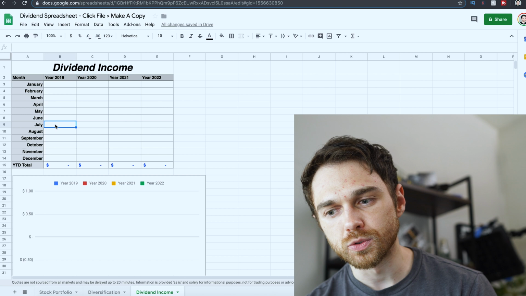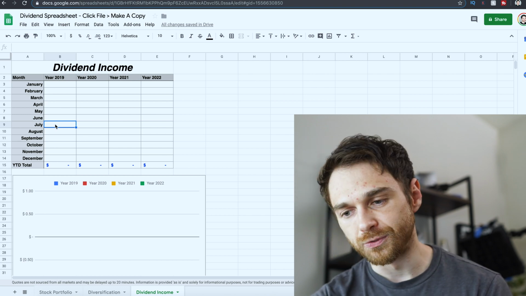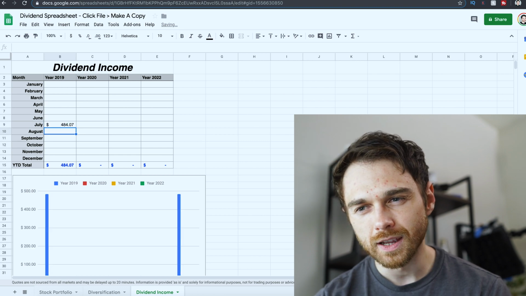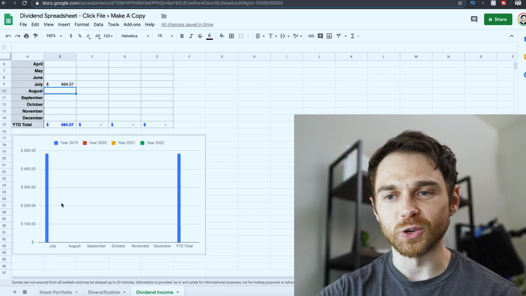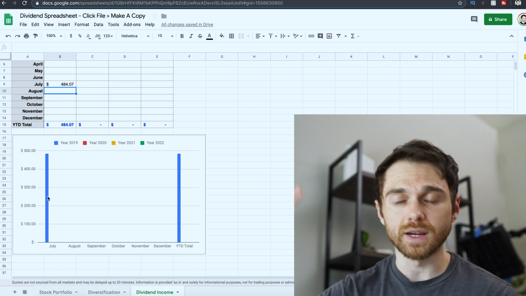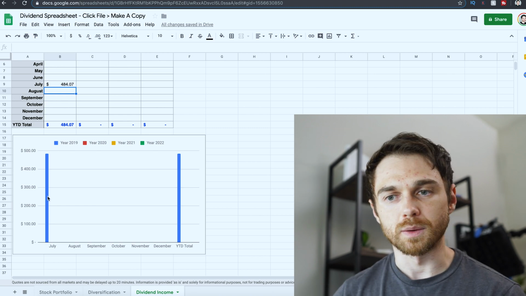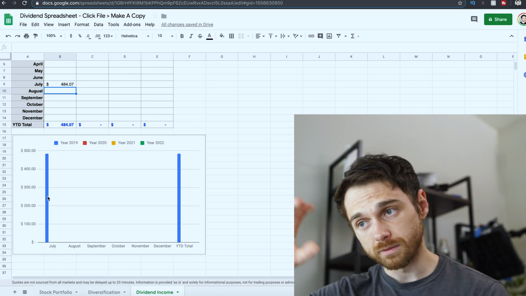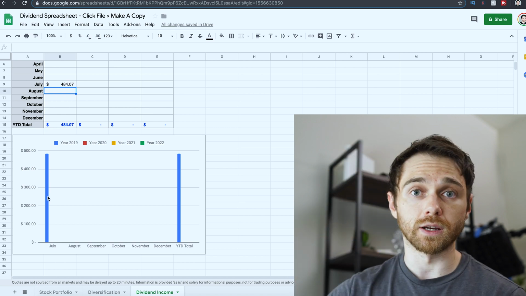So if I go to the July column, I can enter $484.07, hit enter, and would you look at that? It shows me all of these graphs. For every month you enter, it's going to show you all these amazing differently colored bar graphs where you can literally see visually the growth year over year of your money growing.